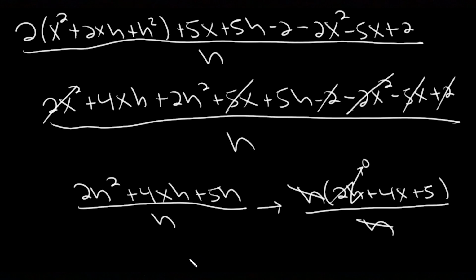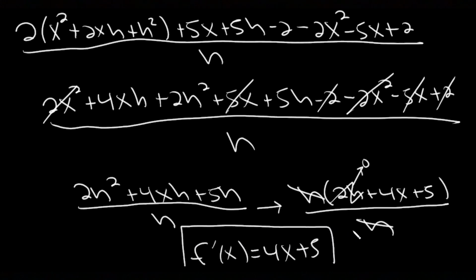So that is going to be the derivative of this function. I'm going to say here f prime of x is going to be equal to 4x plus 5. Okay, and that's done. So let's go ahead and box it in. And that is the derivative of the function f of x. Again, the instantaneous rate of change. So that is the difference quotient. That is how you use it to find the derivative of various functions.